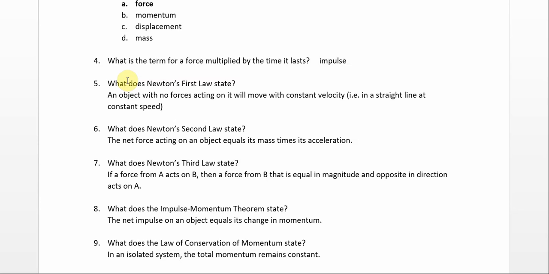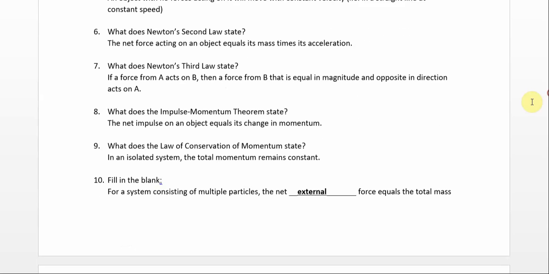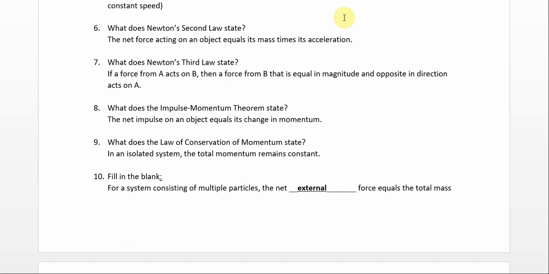What does Newton's third law state? Equal and opposite reaction force, right? If a force from A acts on B, then there has to be a force from B that acts on A that is equal in magnitude and opposite in direction. Okay. What does the impulse momentum theorem state? It states that the net impulse on an object equals its change in momentum. And that's why they're in the same units, right? Impulse and momentum are in the same units. That allows this to be true.